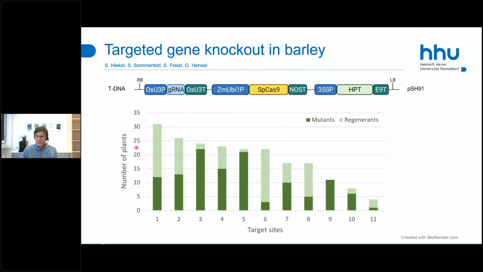So here on this diagram, I summarize some attempts for 11 target sites. And what you see here on the x-axis are the 11 targets. And on the y-axis, we have the number of plants. In the light green, you see the number of regenerants. And then the dark green shows you the number of mutant plants which was observed amongst those regenerants. And as you can see, we have quite good, but also in some cases less efficient mutant frequency.